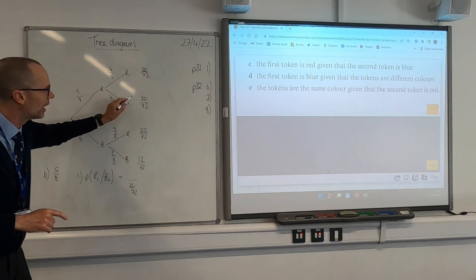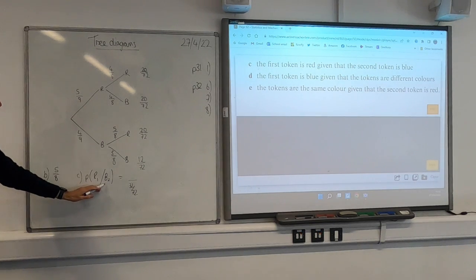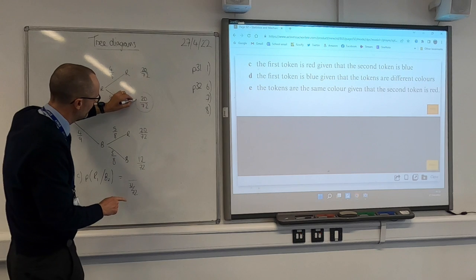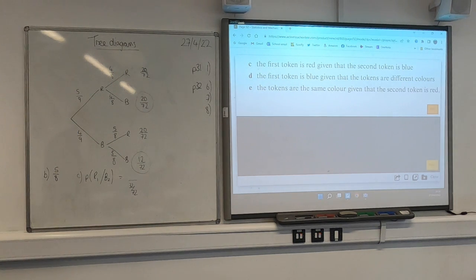Which one are you doing now? I'm doing part C. First token is red, given the second token is blue. So the second is blue, the probability of those two added together. Yeah, even with the previous one, it's still the same thing, because you're doing 4/9 times 5/8 over 4/9, so the 4/9 cancel out. Yes, I suppose you could do it that way.